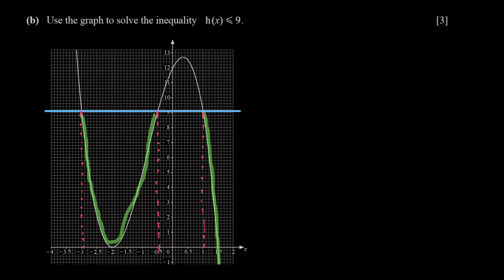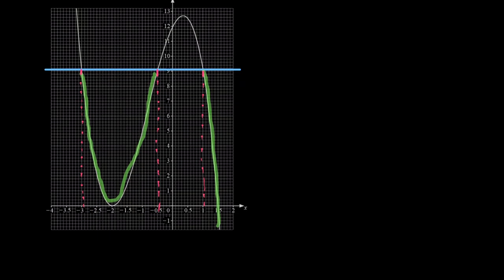So what's the region in which I'm satisfying the inequality? Well, I've got to be between negative 3 and negative a half, those two values, and it will be greater than 1. So I'm just going to write that down. x must be greater than or equal to negative 3 and less than or equal to negative a half. And also x must be greater than or equal to positive 1. All right, so just use the graph. Hopefully that should give you the answers.